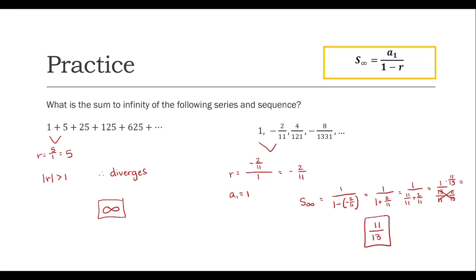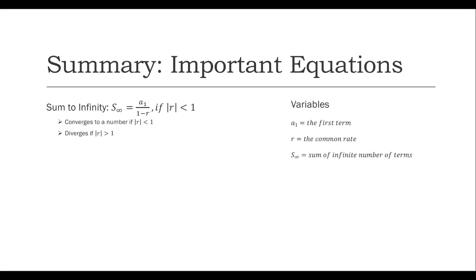In summary, we can use this equation for the sum to infinity if the absolute value of r is less than 1 and the series converges. If the series diverges and the absolute value of the rate is greater than 1, then we will not be able to find a finite sum.